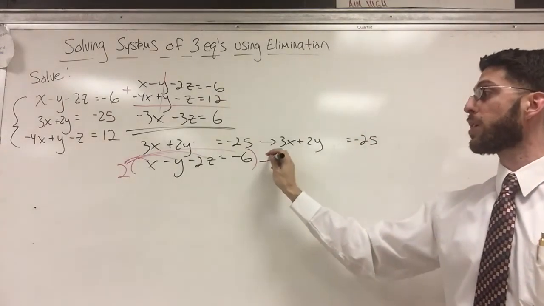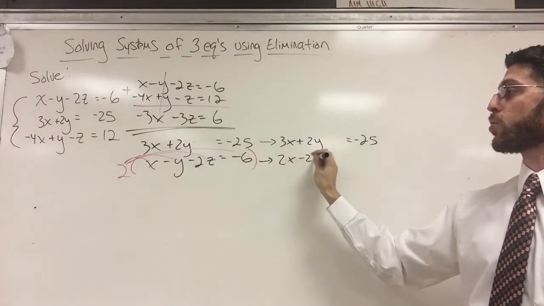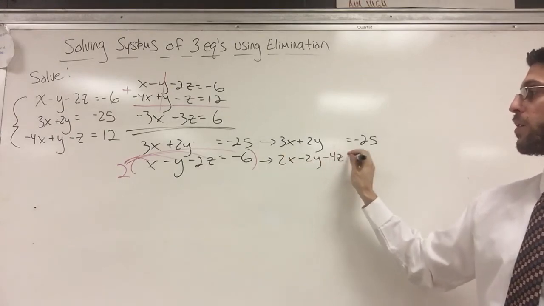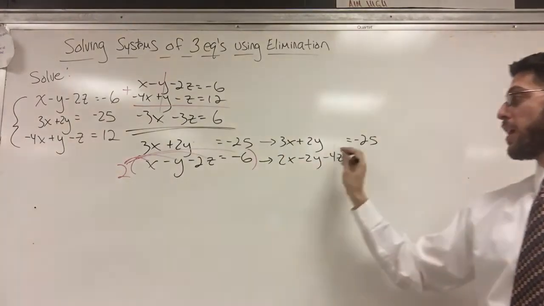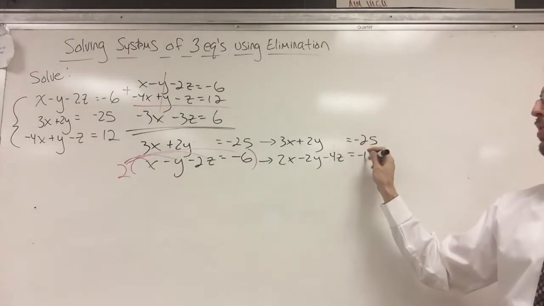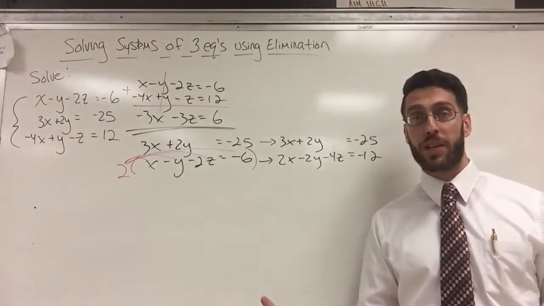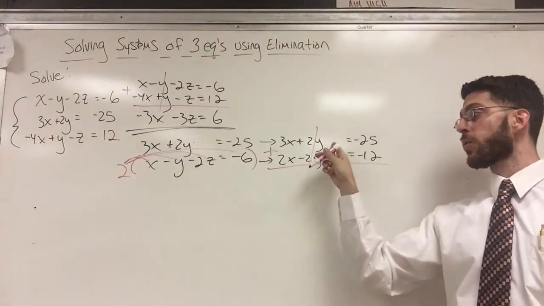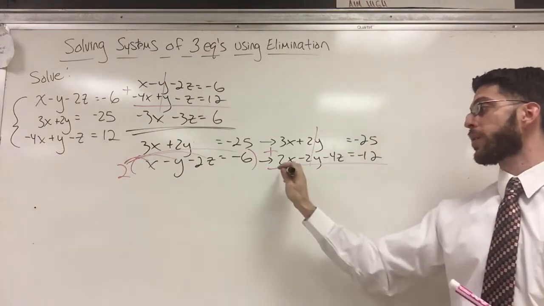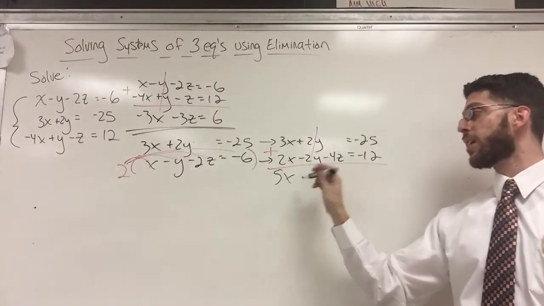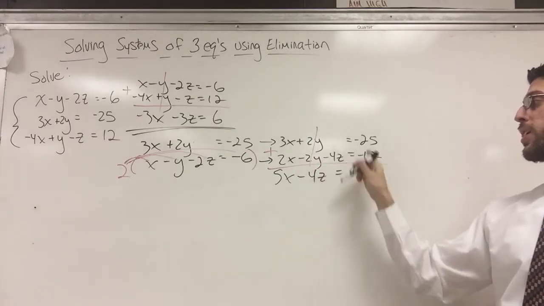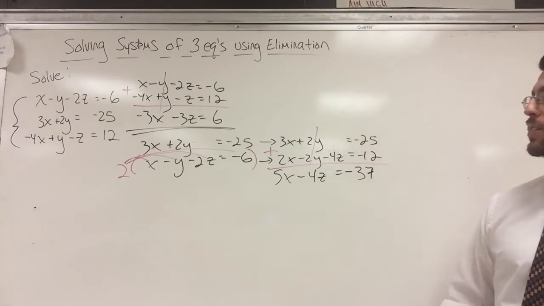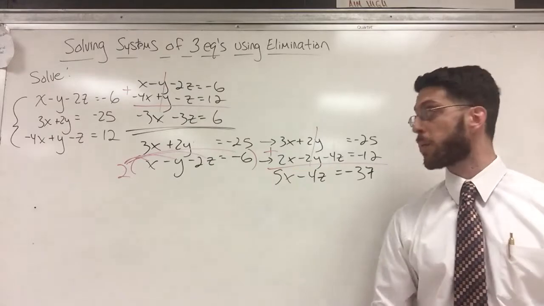And here, this becomes 2x minus 2y minus 4z, right? 2 times 2 is 4, equals negative 12. And now I can use elimination again, also known as addition. What happens? Goodbye. You'll notice why I put that space there now. So 3x plus 2x is 5x. Nothing plus negative 4z is negative 4z. And that equals negative 37. That's a weird number. I hope it works out for me.